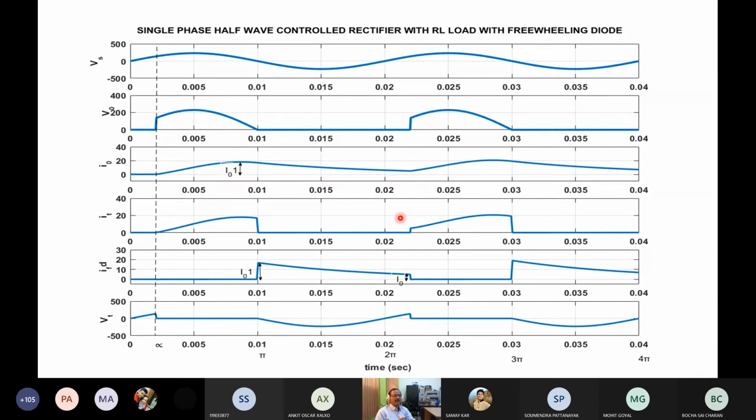Here what happens, power delivered to the load. What is the definition of input power factor? Power delivered to the load divided by input volt ampere, right? In an RL load without freewheeling diode, there is a negative voltage. So power consumed by the load is decreased, but here it is improved. So input power factor also is better here.